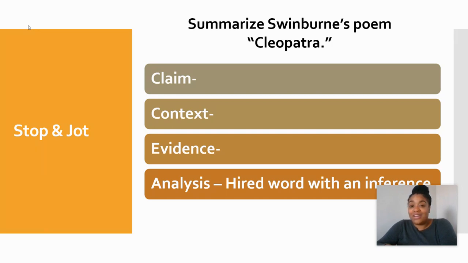Again, when you write your claim, you're simply summarizing. You're going to just tell me what the poem was about. You don't have to add your evidence or anything right now. You're just summarizing the poem. I could simply write, Swinburne's poem Cleopatra was about this divine, God-like woman named Cleopatra.